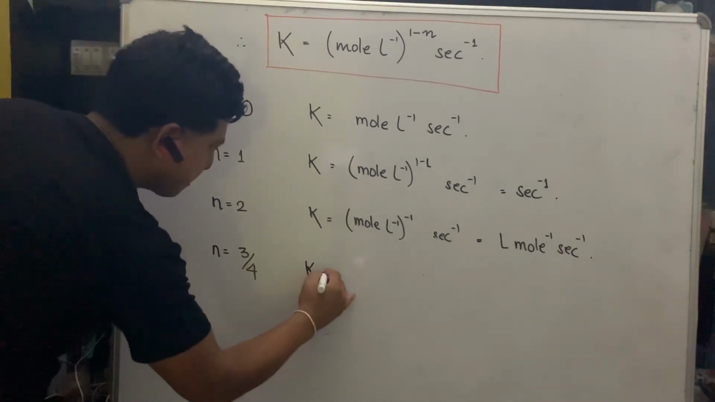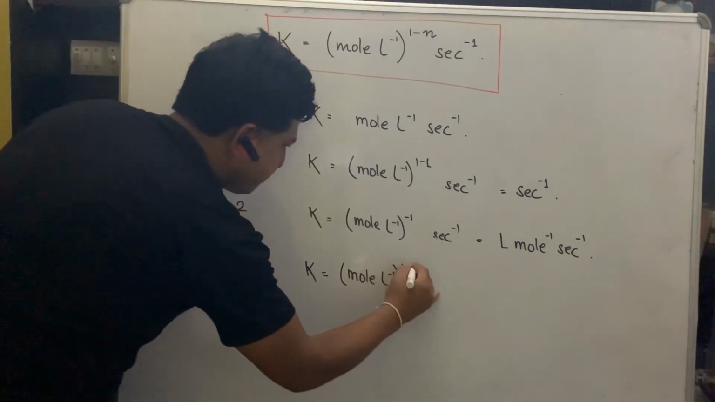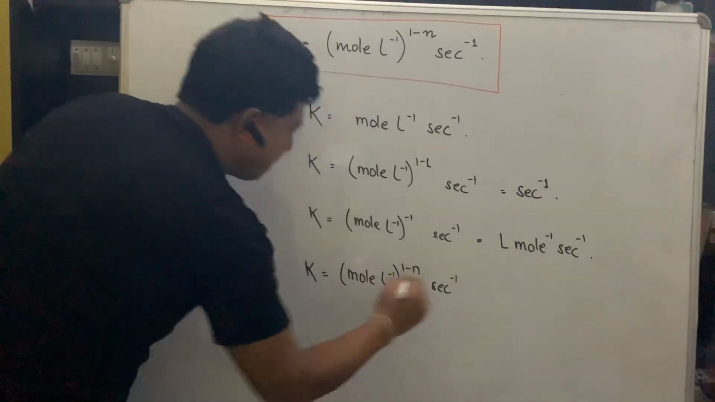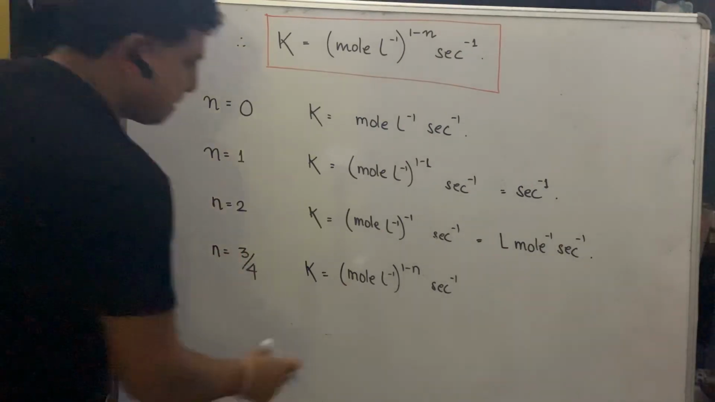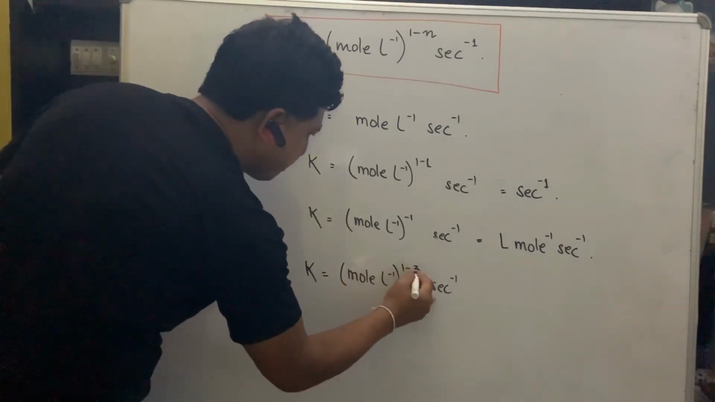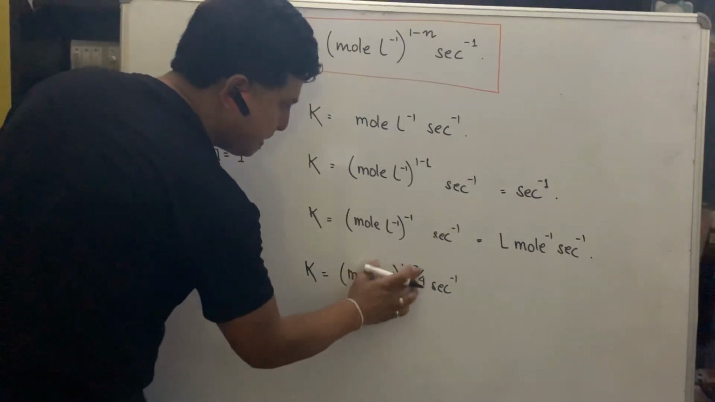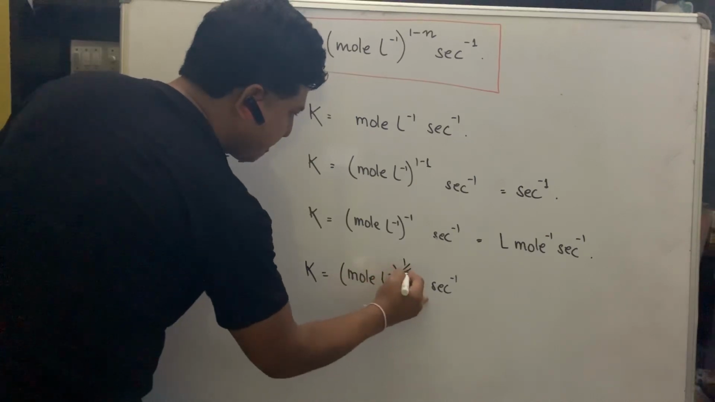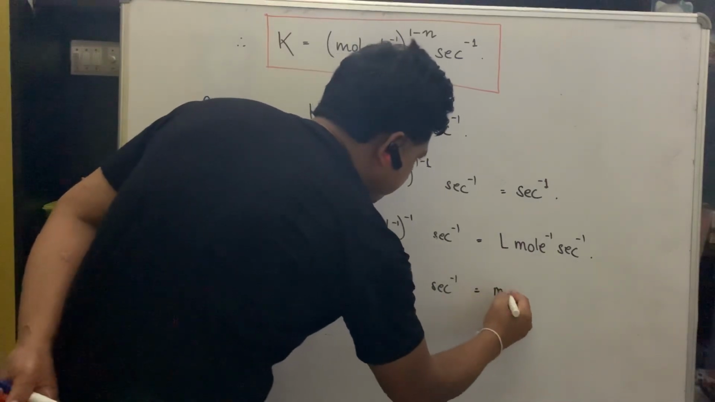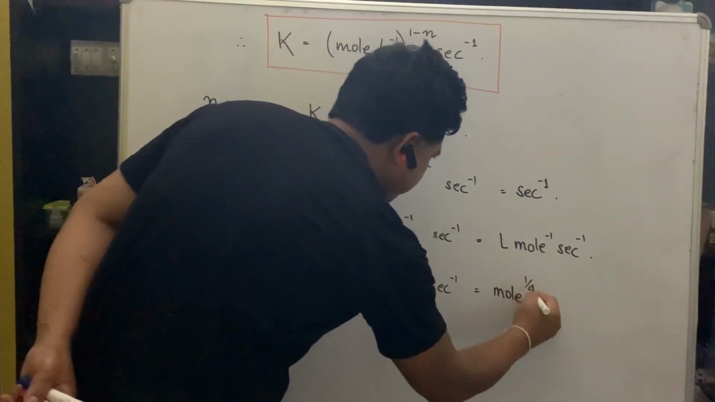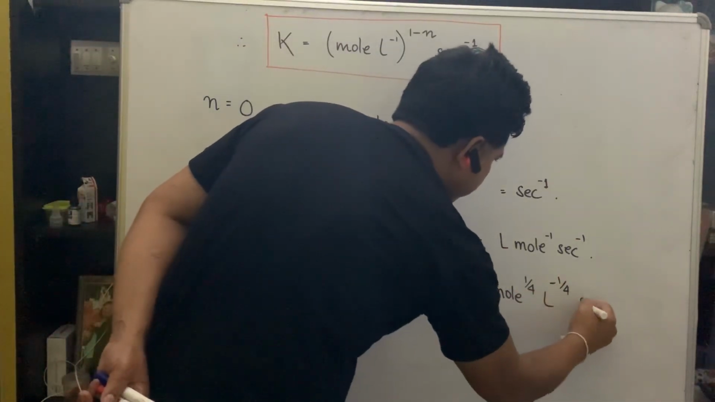So let me see. K will be equal to mole per liter to the power 1 minus n, again second inverse. Here I've assumed the order to be fractional, 3 by 4. So instead of n, I'll put 3 by 4. So 1 minus 3 by 4 is how much? 1 minus 3 by 4 is 1 by 4. Fine. So what is the unit of K? Mole to the power 1 by 4, liter to the power minus 1 by 4, second inverse.